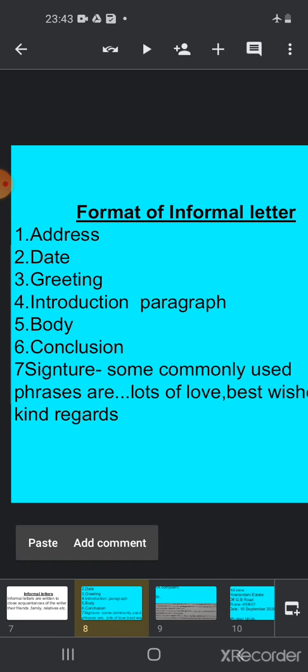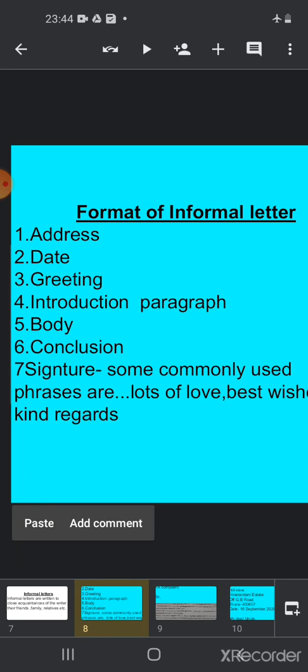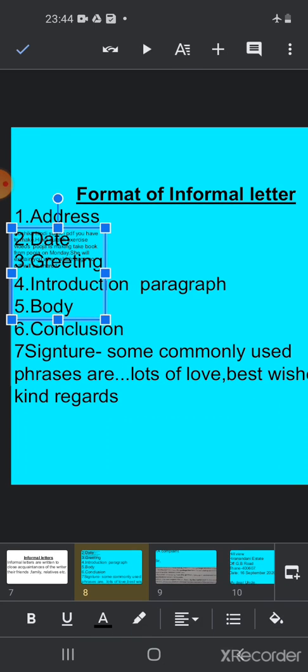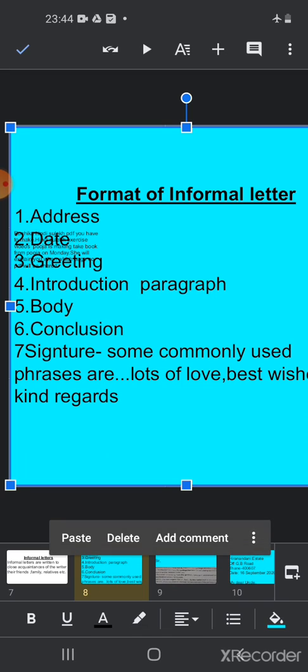Next step is conclusion. In this concluding paragraph, sum up the reason for writing the letter. Say a meaningful and affectionate goodbye to the reader to whom you are writing a letter. And do not forget to invite the reader to write back or reply to your letter. It shows an intention to keep the conversation going.